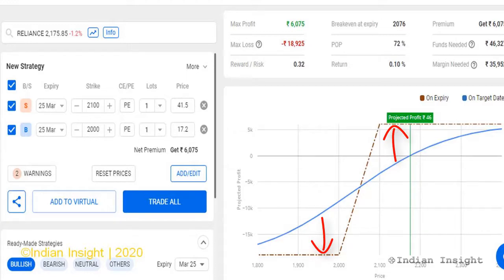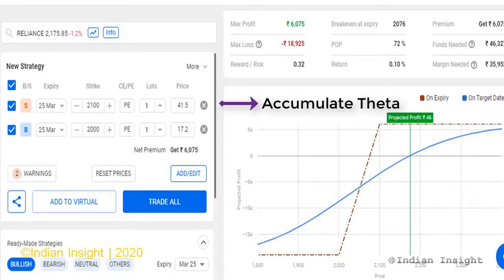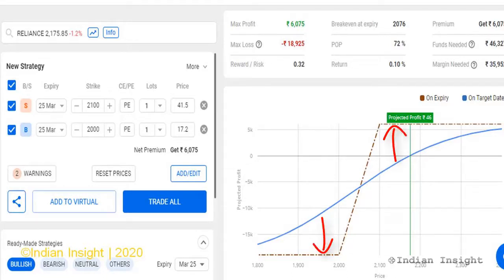As days pass, what will happen is you will accumulate theta because of the short put position, while you lose some theta because of the long put position. Since your short put position is of higher value, you accumulate more theta due to this leg than the theta you will lose because of your long put position. On balance, you end up accumulating theta each day if the prices stay above your stop loss price, which results in this solid line curve slowly converging to the dashed line curve over time as the expiry nears.